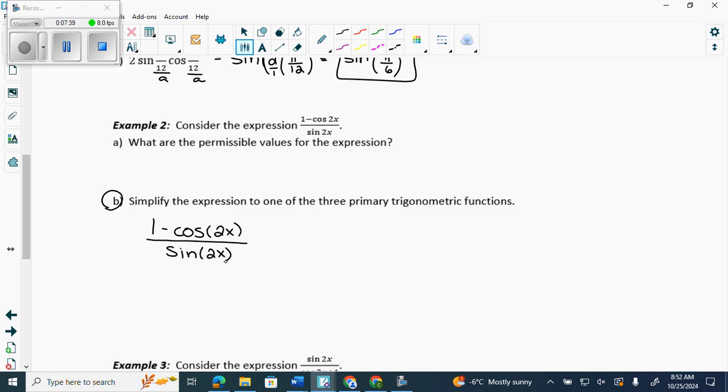What can I switch out? I'm trying to get it to one primary trig ratio. The primary trig ratios are sine, cos, and tan. So this should switch to sine, cos, or tan. That's what it's telling me. So what can I switch out? I can switch the cos 2x out. You can't switch that to tan. Some people are like, oh, can I just make this be cotan? This is 1 minus cos 2x. If it was cos 2x over sine 2x, yeah, you can make that be tan 2x. But it's not that. It's 1 minus. So I cannot do that.